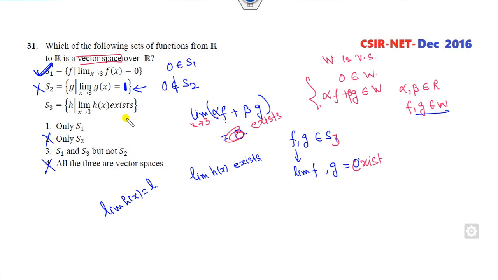So once the condition holds, and 0 also, why does 0 exist? Because h of 0 is 0, it's a limit. h of 0 exists. So it means this is also a subspace, or sorry, a vector space. S1 and S3 both are subspaces. Only S1 is canceled out. The right option, the third, is the correct answer.